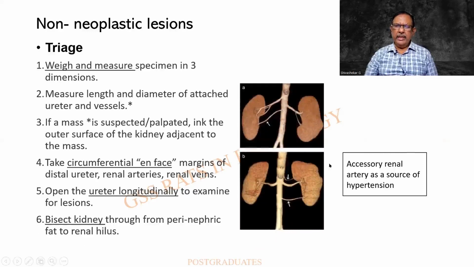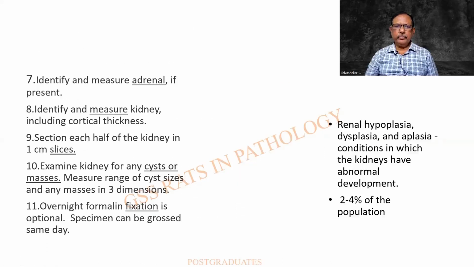The accessory renal artery, as you are seeing in this condition, can be a source of hypertension. And what we should remember is that these radiographic images are a great lending hand to the pathologist. Apart from that, we'll have to identify the adrenal and maintain the cut surface, measure it, the corticomedullary differentiation, and the thickness. The kidney is supposed to be sliced at an interval of 1 centimeter.